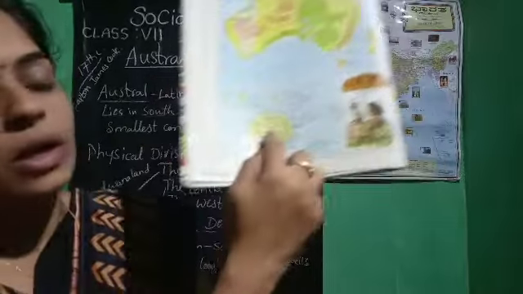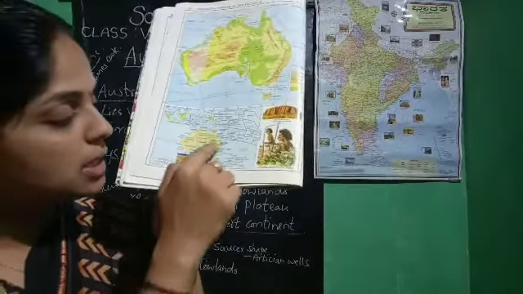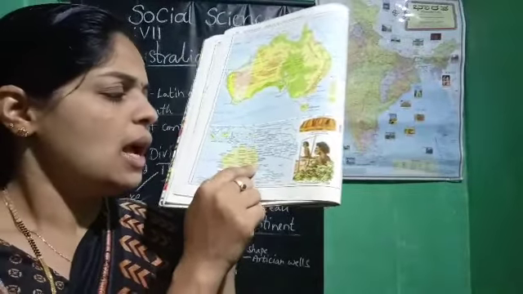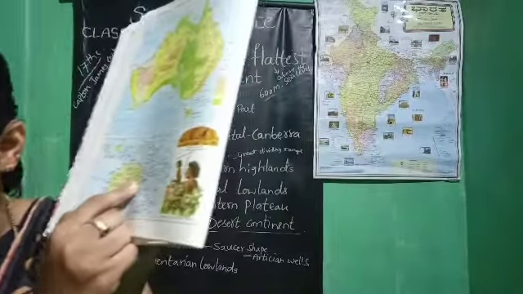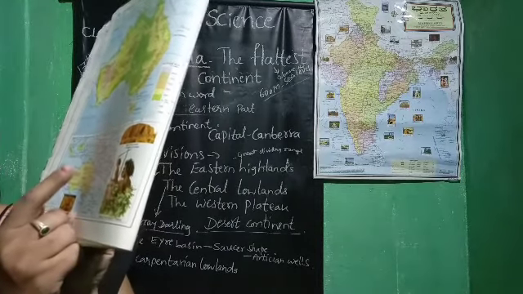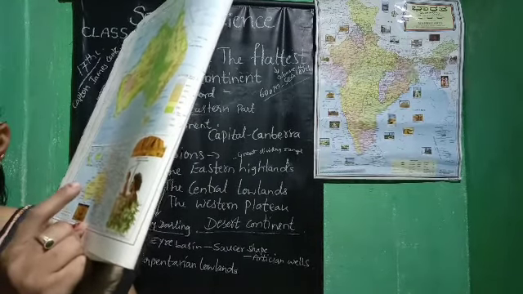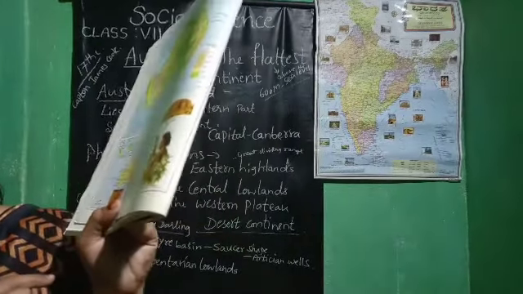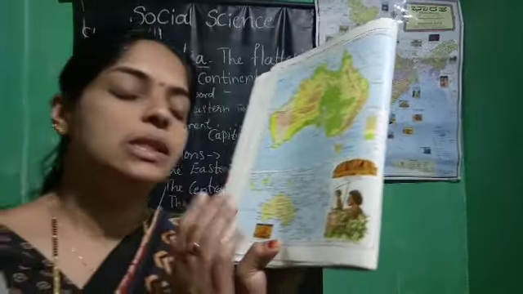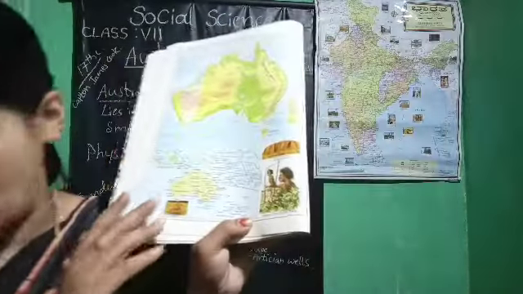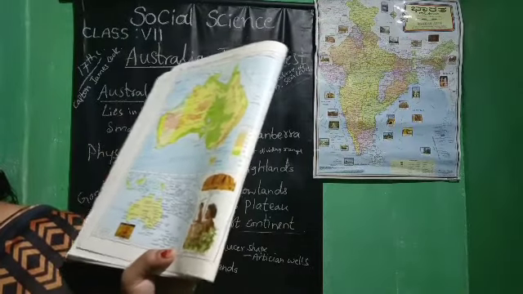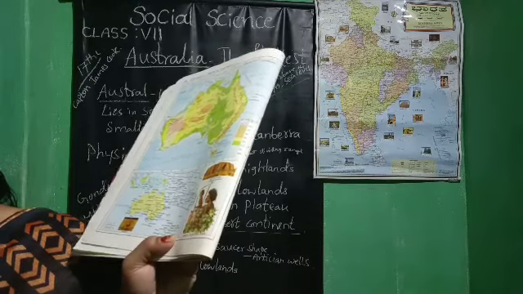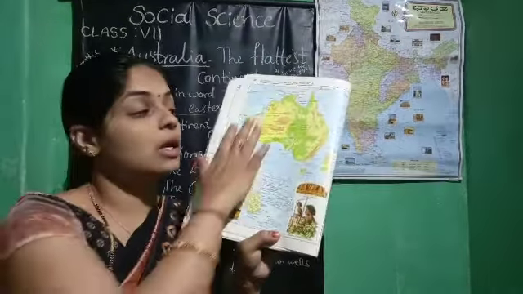Apart from that, children, there are 14 countries. This is called the Australian political map. In this, Canberra is the capital and Sydney is also one of the places. And there are 14 countries in Oceania. Sydney, Melbourne, Perth, Brisbane, Adelaide, and Canberra. These are all the cities we can see in Australia. Okay, children.